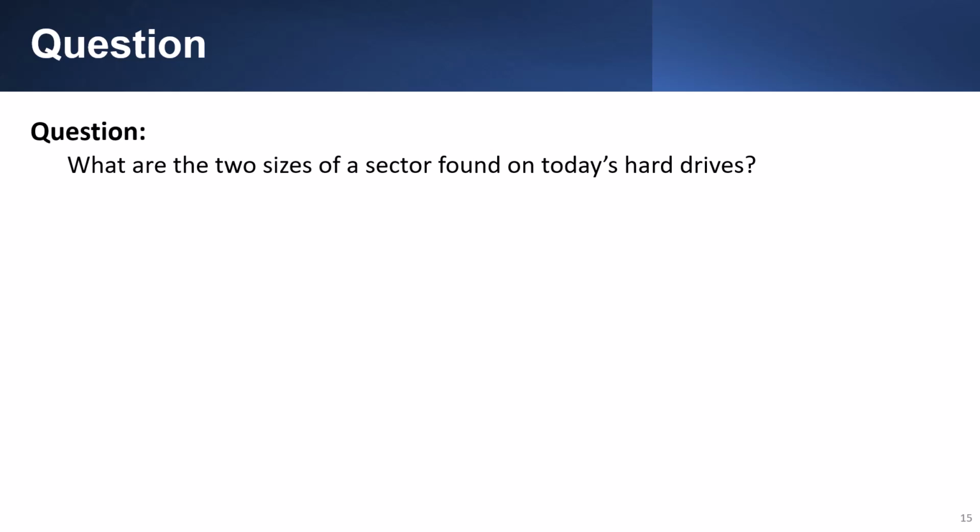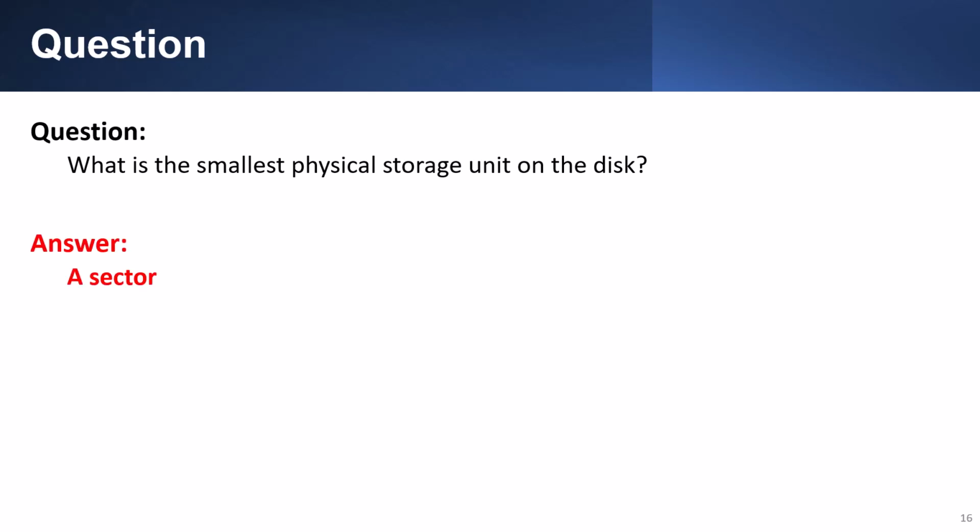Question: What are the two sizes of a sector found on today's hard drives? Answer: 512 bytes or 4096 bytes. Question: What is the smallest physical storage unit on the disk? Answer: A sector.